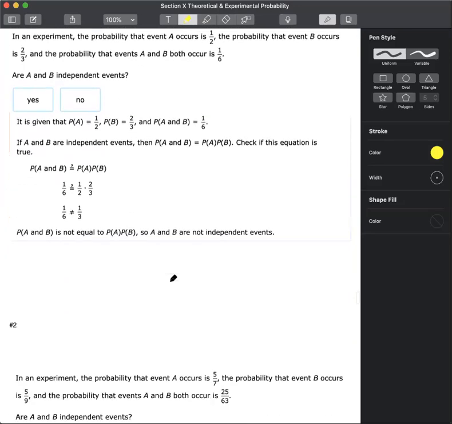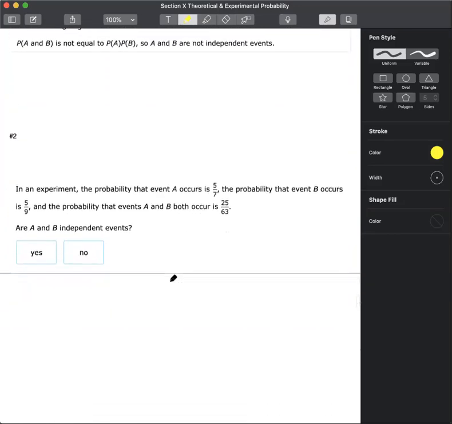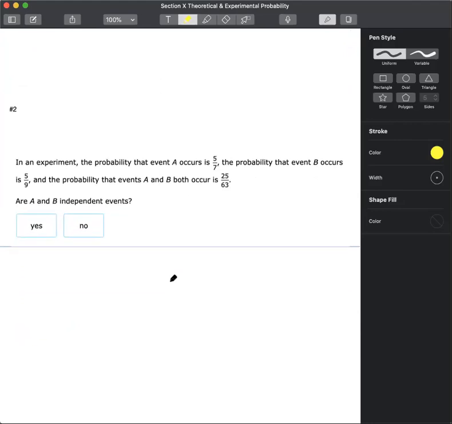Okay. Let's look at this next one, see if you can figure it out. In the experiment, the probability that event A occurs is 5/7. The probability that event B occurs is 5/9. And the probability that events A and B occur is 25/63. So pause the video, try it out.